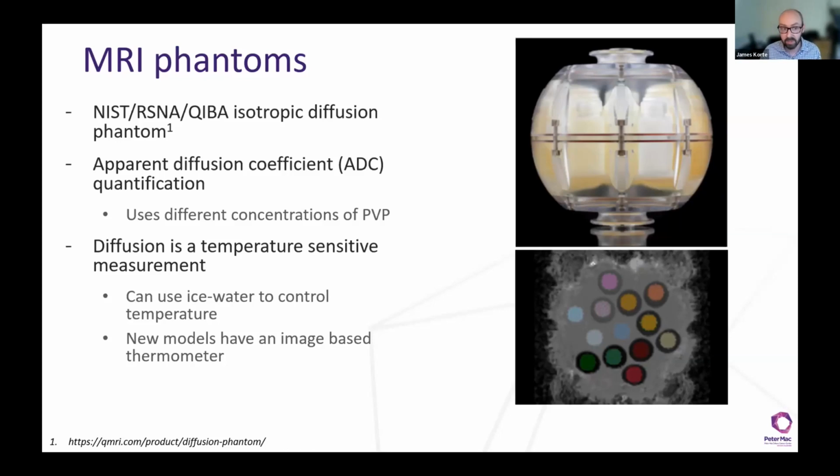I'll talk about two phantoms today. This first one is a diffusion phantom. It's used for doing quality assurance of diffusion-weighted imaging. It has different compartments with different concentrations of PVP, which generate different isotropic ADC. The diffusion is temperature sensitive. That's well known. So the older version of this suggested that you use an ice water bath to control the temperature, but the newer ones actually have an imaging-visible thermometer, which allows you to do that without having to play around with ice water and the challenges of that.